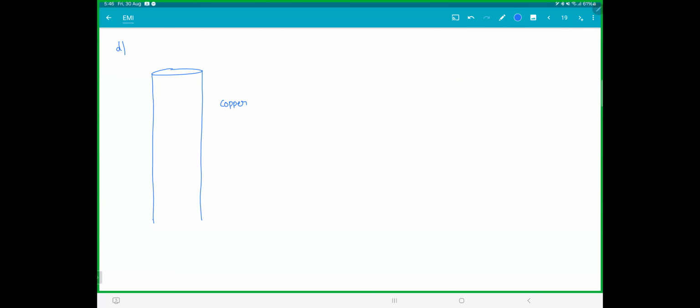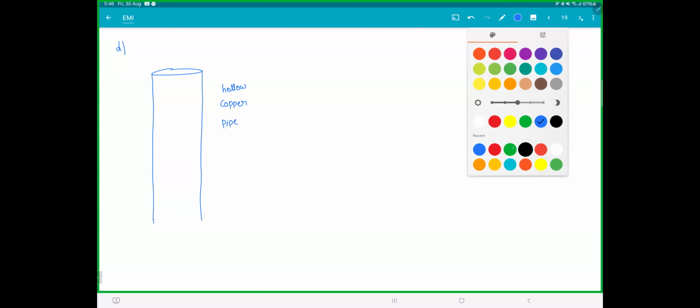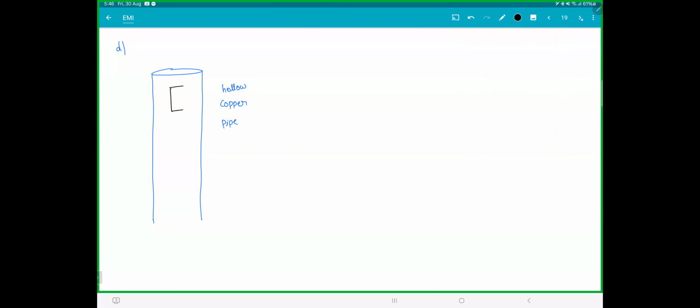So we have a hollow copper pipe, and you dropped a magnet inside. The magnet is released from rest. Approximately plot the VT graph. Gravity is there. Or I can say, what happens to the velocity of the magnet? Approximately plot the velocity time graph.